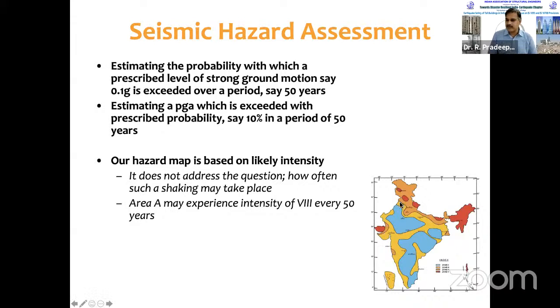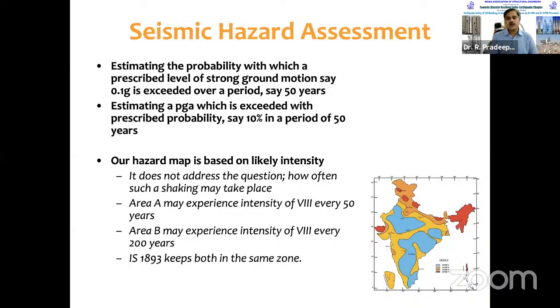Say I take somewhere in the foothills, this yellow zone 3 area, where intensity 8 may occur once in 50 years. And I take another area, deep south, somewhere here in Kerala, where the same intensity 8 may occur once in 200 years. But our map is putting both in the same zone. So that means we are not considering probability, and this is very, very important.